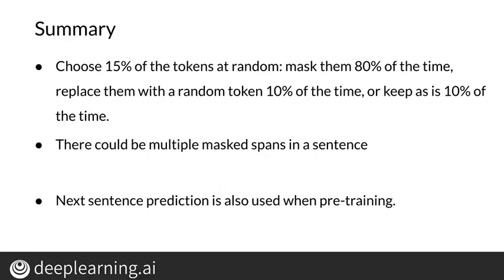And then note that there could be multiple masked spans in a sentence, so you could mask several words in the same sentence. And in BERT, next sentence prediction is also used when pre-training. So given two sentences, if it's true, it means the two sentences follow one another, otherwise they're different. They don't lie in the same sequence in the text.